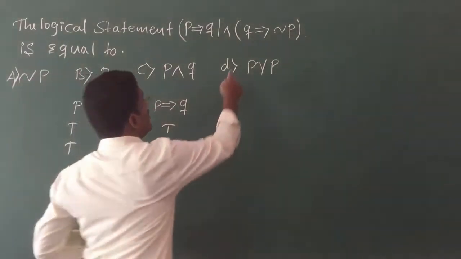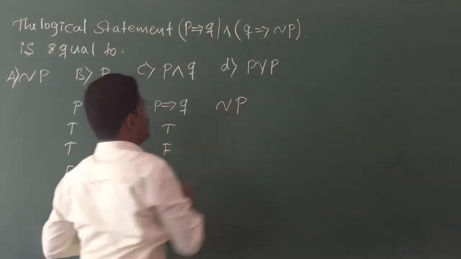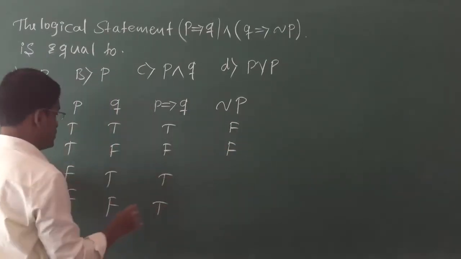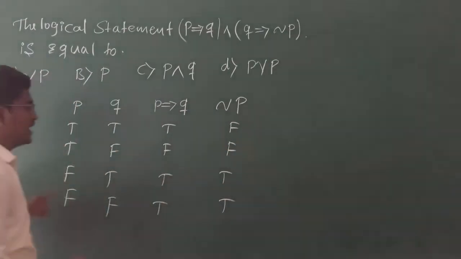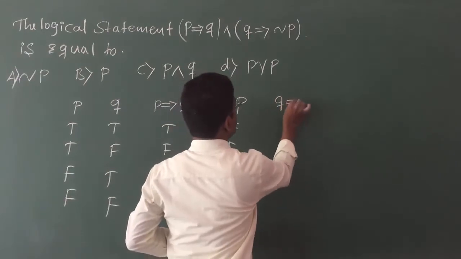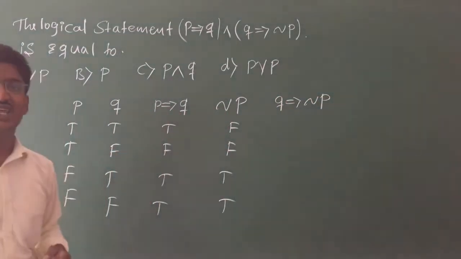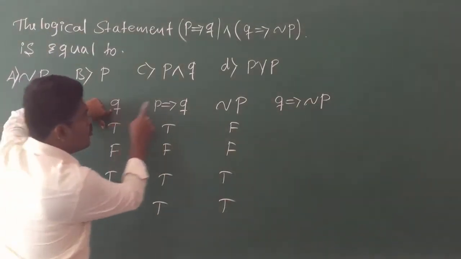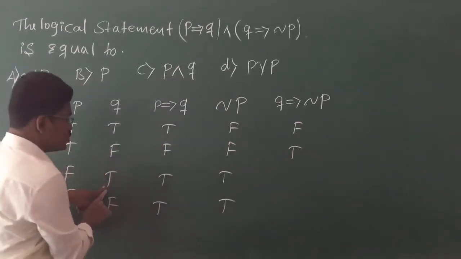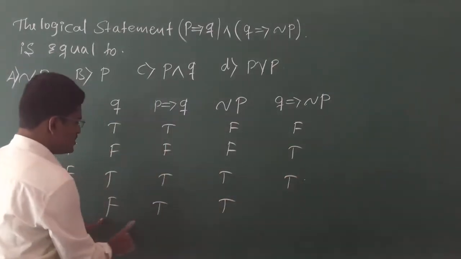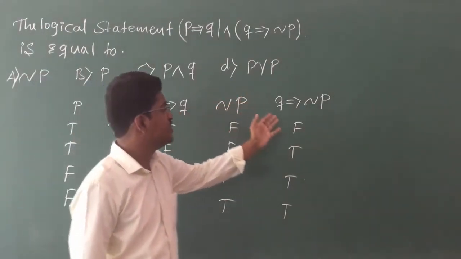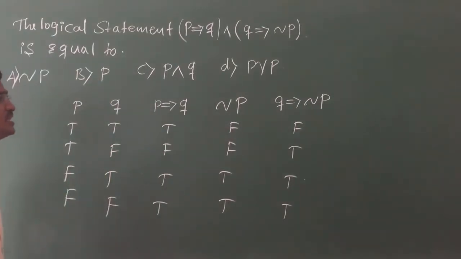Now let us go for negation of P. What is negation of P? This is P. Negation of this is what? Negation of this will be false, false, true, true. No problem. Clear? So now I want Q implies negation of P. That is Q. True, false will give us false. False, false will give us true. True, true will give us true. False, true will give us true. Clear? So this is negation of P and this is Q implies negation of P.